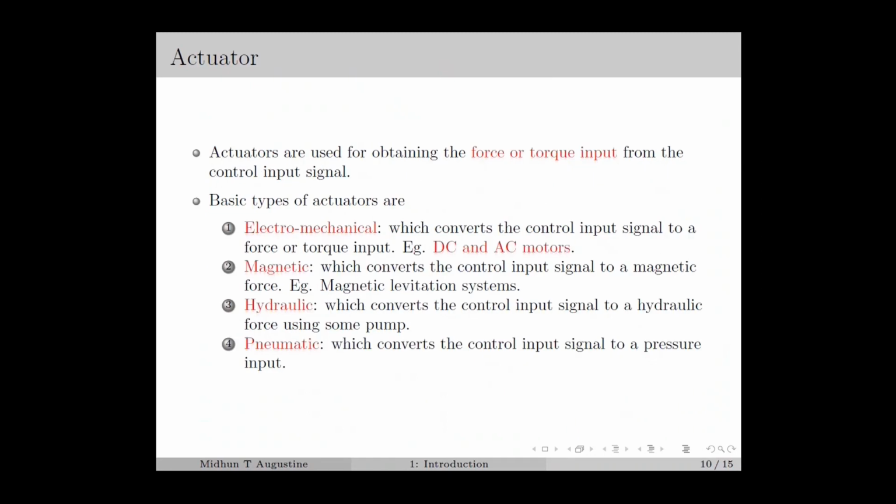Actuators are used for obtaining the mechanical input to the plant from the control input signal, which is usually an electrical signal. The basic types of actuators are electromechanical actuators such as DC and AC motors, magnetic actuators which are used in magnetic levitation systems, pneumatic actuators that convert control input to some pressure input, and hydraulic actuators which convert the control input to some flow input using a pump.